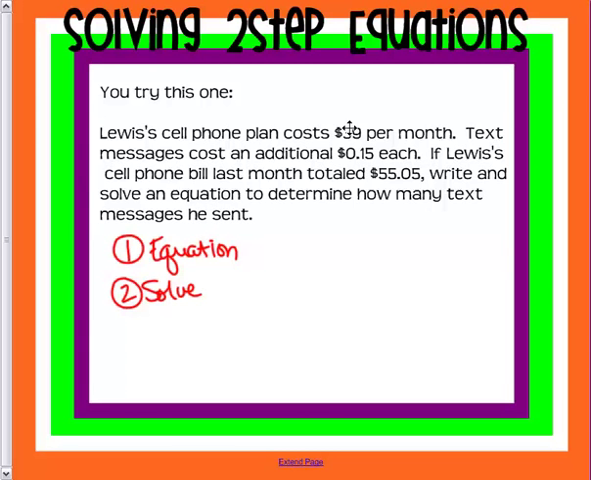Lewis's cell phone plan costs $39 per month. Text messages cost an additional 15 cents each. So we know that this is 1 month's bill, $55.05. So $55.05 equals the $39 that he spends off the bat for just having the phone plan, and then 15 cents for each text. Let's use T for text. Okay, or actually let's use M because T kind of looks like a plus sign, and I hate using that. So let's use M instead, for message.